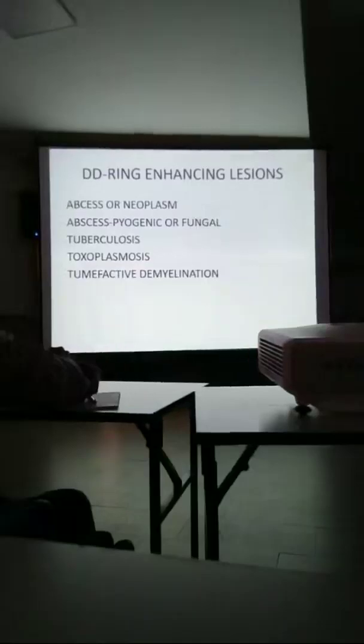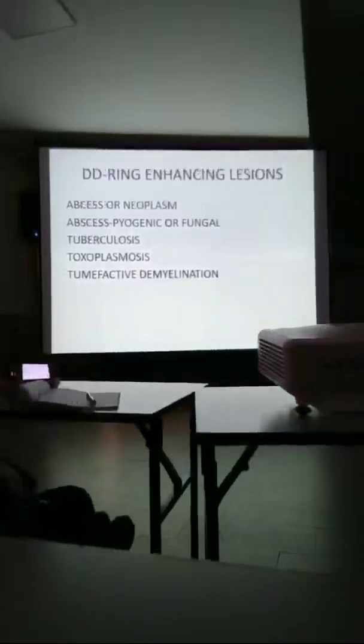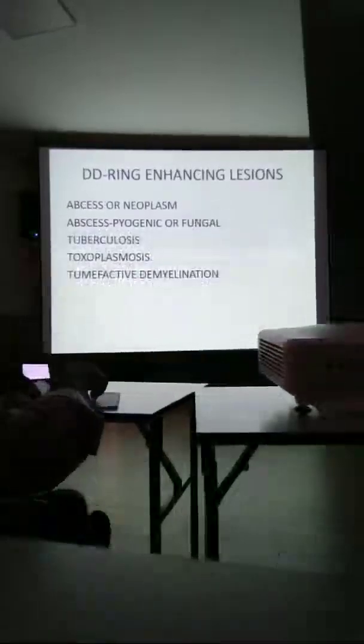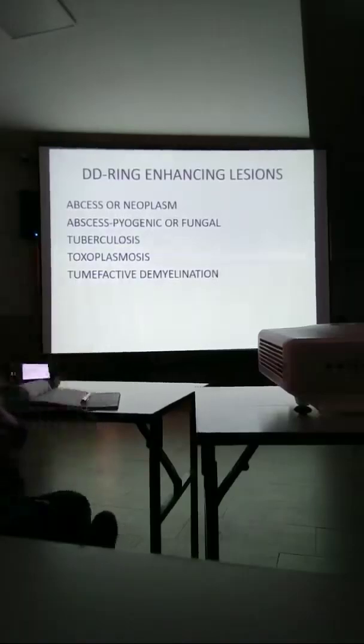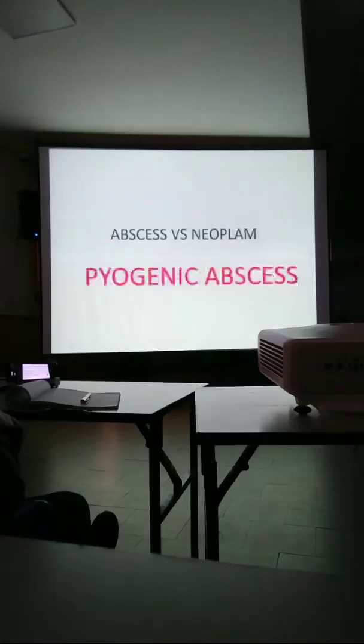Whenever you have a ring lesion, the question they may ask is, is it abscess, is it neoplasm? If it is abscess, is it pyogenic or fungal? Or what are the other causes of ring, like tuberculosis, cysticercosis, toxoplasmosis, tumefactive demyelination? Please use perfusion sequence and SWI also. I will show you how we can differentiate.